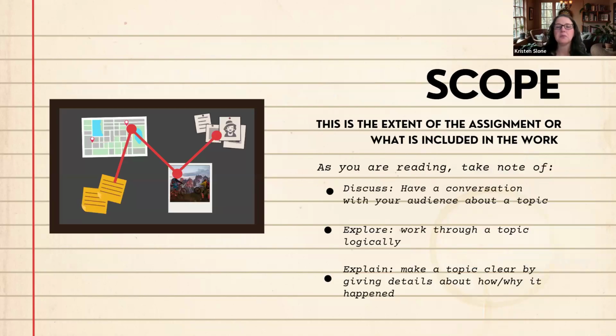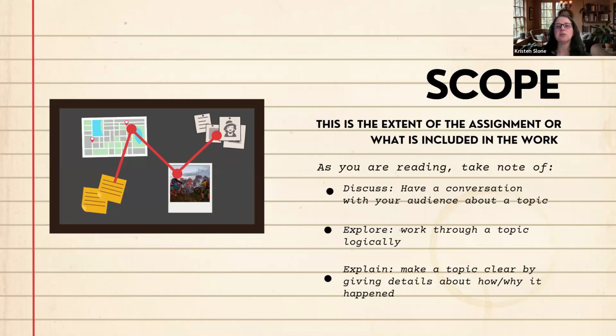Another component of keywords is scope. The scope is the extent of the assignment, or what's included in the work. As you're reading the assignment prompt, take note of the instructions. If something says discuss, which you will see in your discussion prompts, you're having a conversation with your audience, in this case your peers, your classmates, about a topic. Typically that topic will be something contained in that week's readings.